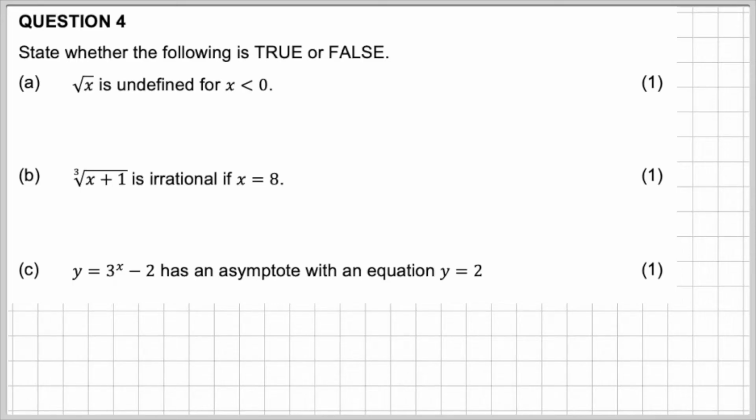When I look at question 4a, I've got the square root of x undefined for x smaller than 0. Well, let's talk again about the concept of undefined. At the moment, undefined is for you only when I'm dividing by 0. When I look at the expression root of x, there is no over x, so there's no denominator.